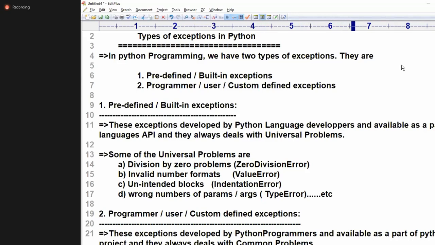Exception. Exception means what to create? You just follow my fingertips. Object. To create an object, what is required? Exception class is required. Was that exception class there in the Python API? No, sir. We need to develop that. That's why it is known as a programmer defined exception. See how easy it is.